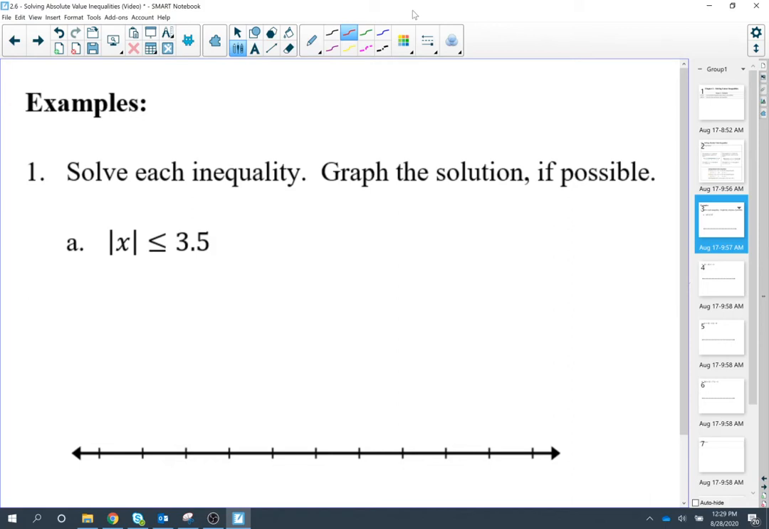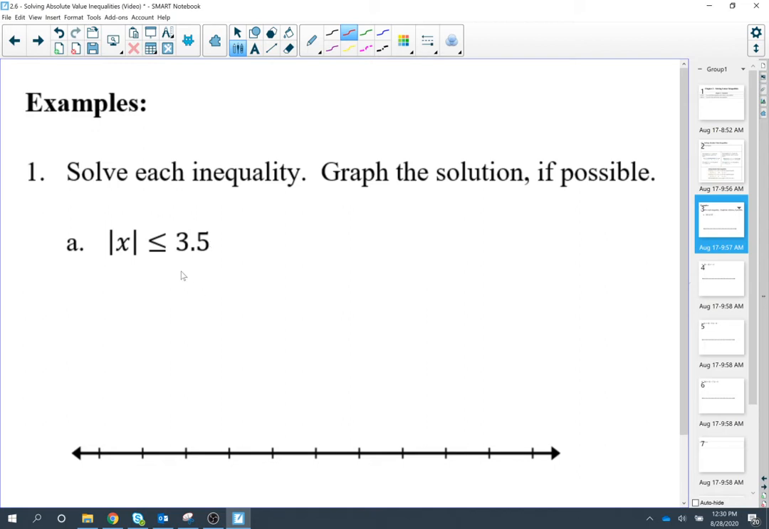Example 1. Solve each inequality, graph the solution if possible. So if we take a look at letter A, we have the absolute value of x is less than or equal to 3.5. So essentially what we're saying here is that the distance between x and 0 has to be less than or equal to 3.5.